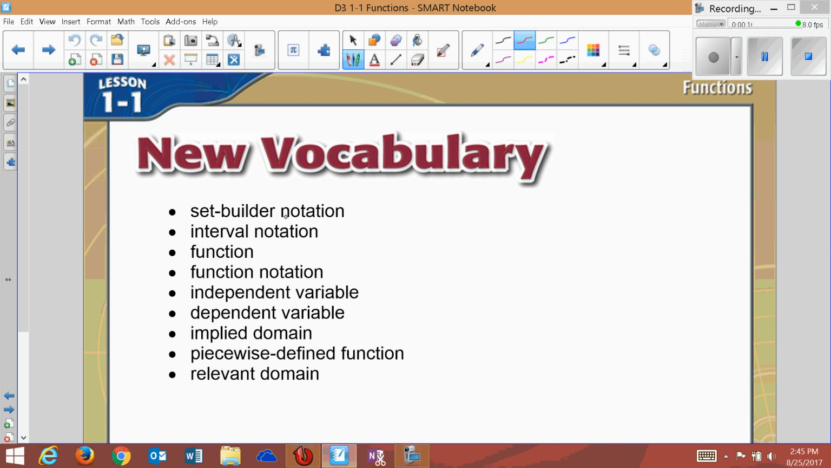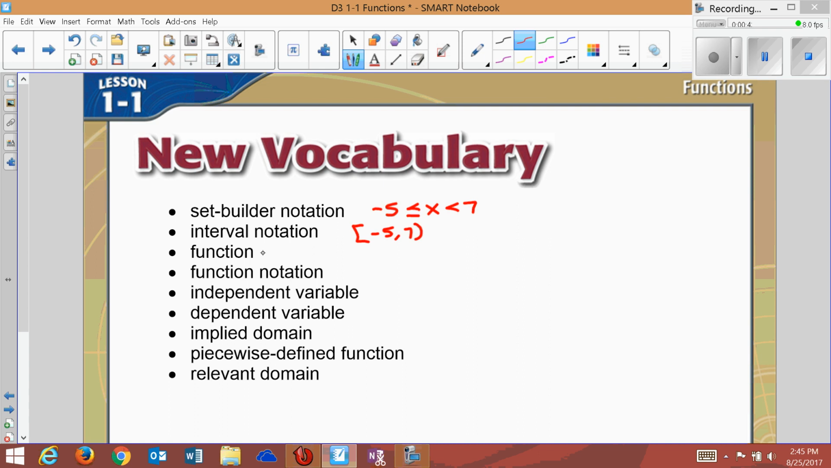When you see set builder notation, that just talks about when you write domain in forms such as this. Maybe that -5 is less than or equal to x, which is less than 7. Something in that form would be set builder. Interval notation would be if I wrote it in this form, where I used a bracket to say -5 and then put the comma and put 7 and a parenthesis on this side. That would be interval notation. Both of those mean the same thing.